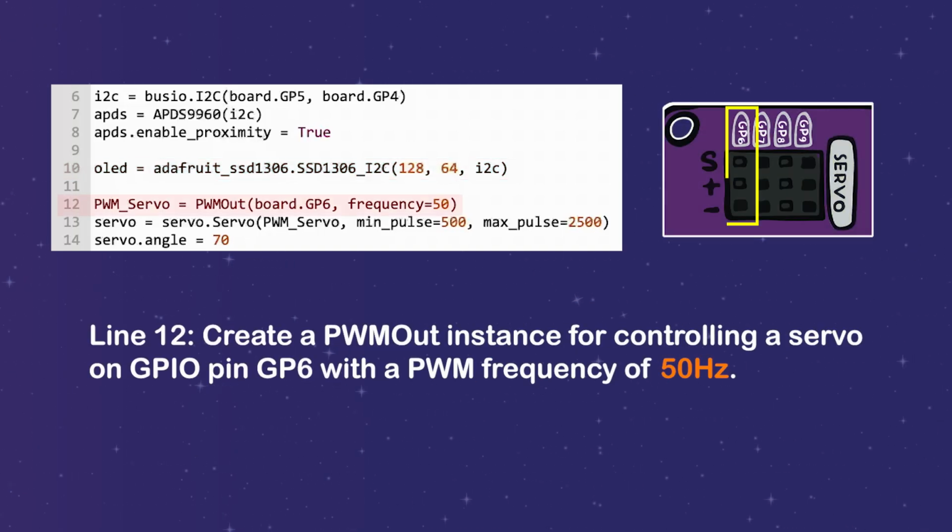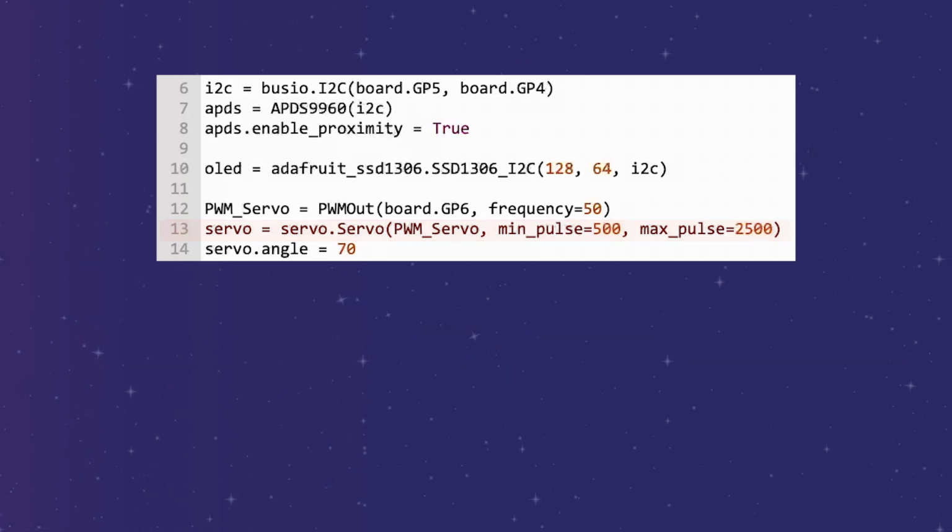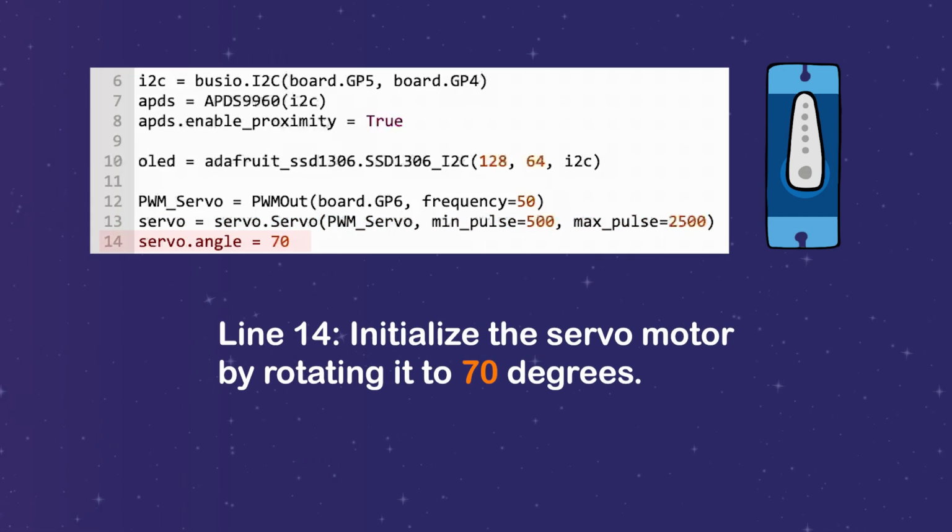Line 12. Create a PWM out instance for controlling a servo on GPIO pin GP6 with a PWM frequency of 50 Hz. Line 13. Create an instance using the servo class, specifying the PWM out instance and pulse width limits. Line 14. Initialize the servo motor by rotating it to 70 degrees.